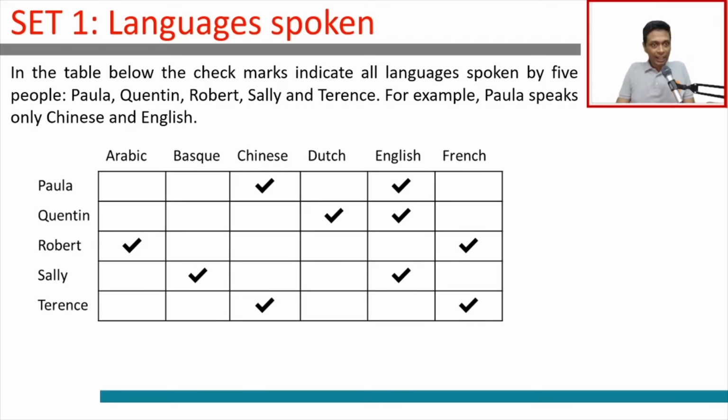And so, in the table below, the check marks indicate all languages spoken by 5 people: Paula, Quentin, Robert, Sally, and Terence. So PQRST, I like that. The languages are also A, B, C, D, E, F: Arabic, Basque, Chinese, Dutch, English, and French. Paula speaks 2 of these, Quentin speaks 2, Robert speaks 2, Sally speaks 2, and Terence speaks 2. Wonderful.